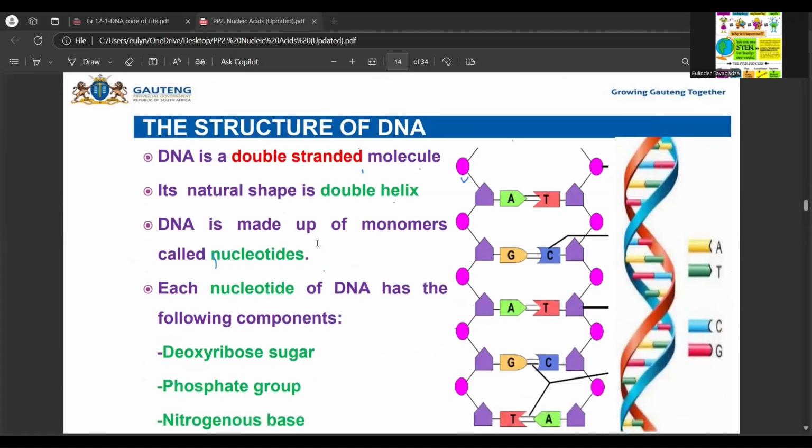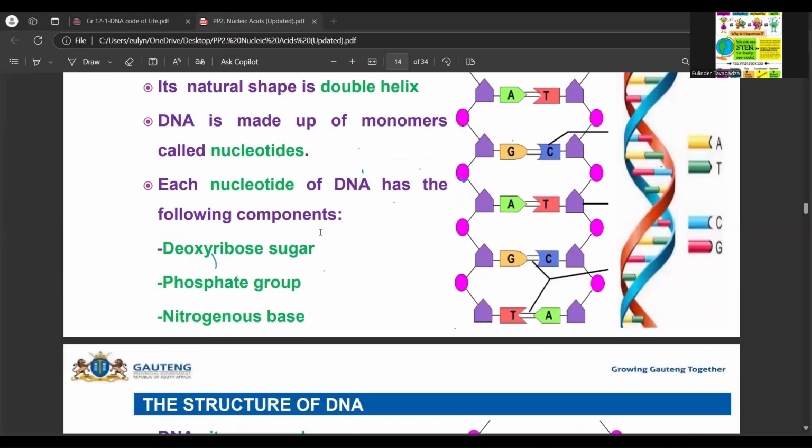Now let's move on to the structure of the DNA. Right.